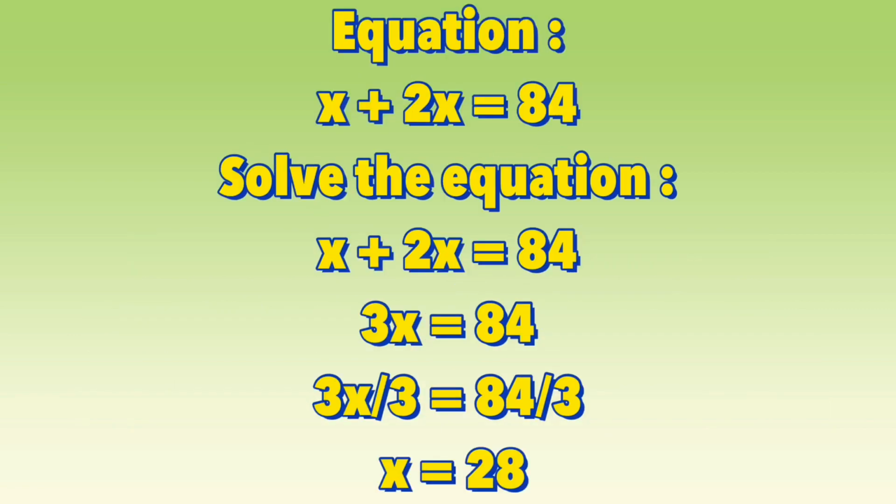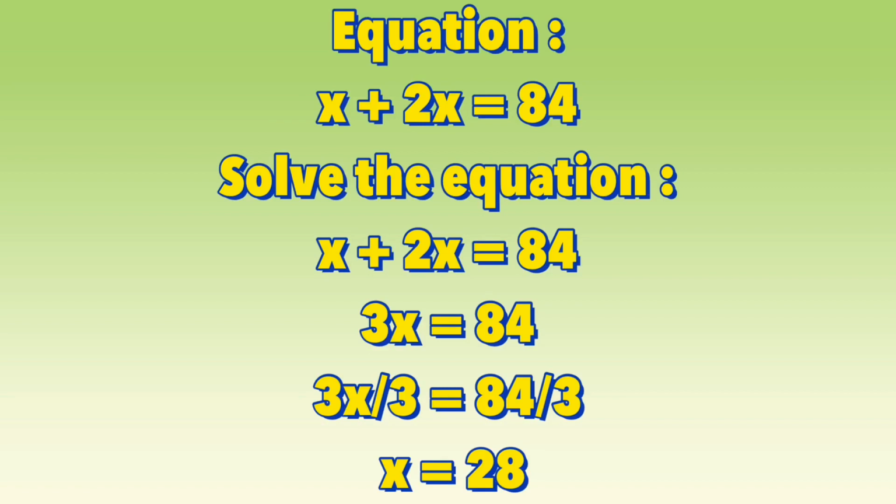So the equation now is x plus 2x, then to complete the sentence for the equation, equals 84. Then we have to solve the equation, x plus 2x equals 84. Combine like terms: x plus 2x equals 3x, then just bring down the 84. We're going to solve for x, so we divide both sides by 3. So 3x divided by 3 equals x, and 84 divided by 3 equals 28, so x is 28.